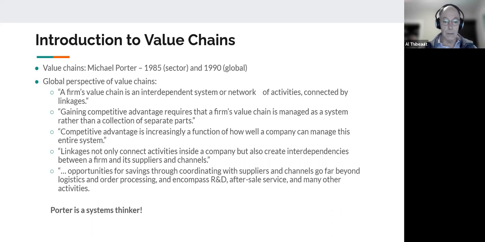The supply chain is definitely a part of any company strategy, but the value chain encompasses more than that. It's all the things that you need to implement a strategy. So the key thought that came out of that research is that Porter has been a system thinker for a long time.